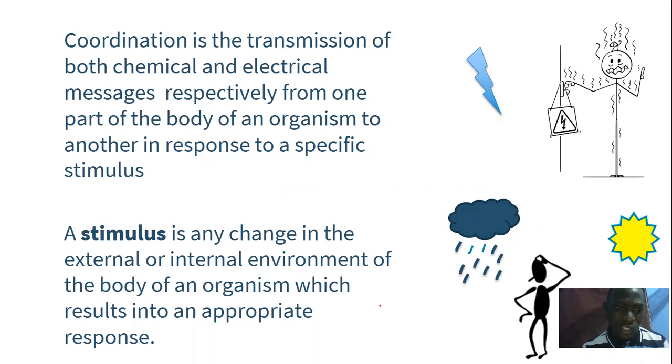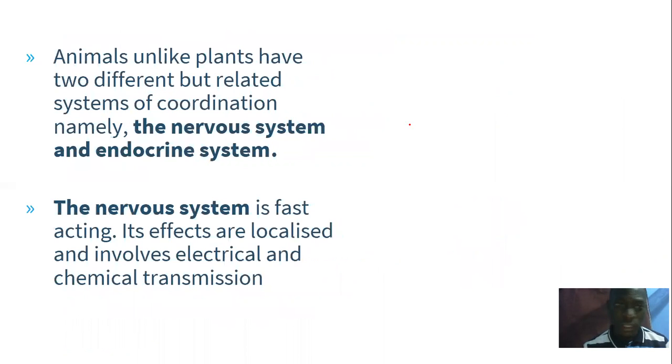So any change in the external or internal environment of the body of an organism, which results into an appropriate response. Some of the internal stimuli could be maybe increase in blood sugar level. There's so many, we can't finish them, but of course, some of them we shall be looking at in coordination in the endocrine system, where we shall explain more.